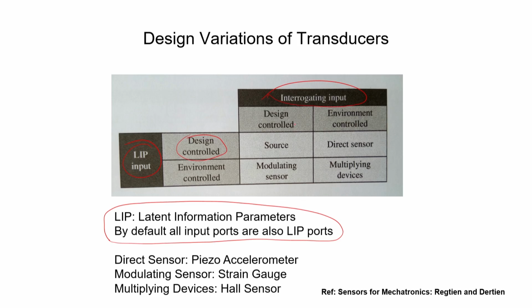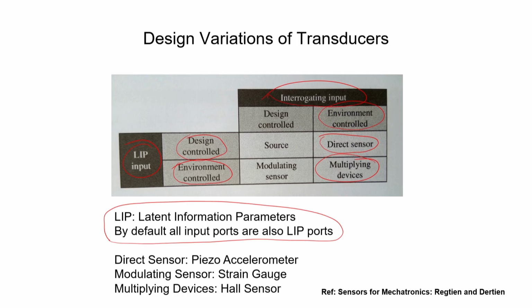Now the interrogating input can be of two types. One is design controlled and another is environment controlled. So, if the input is design controlled and the interrogating input is environment controlled, one type of sensor can come out of it, which is called a direct sensor. Then, if the input is environment controlled and the interrogating input is also environment controlled, you can get something called multiplying devices. So like that you can have different types of such systems.